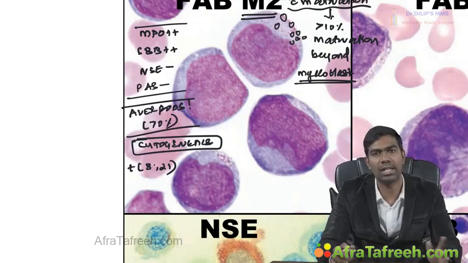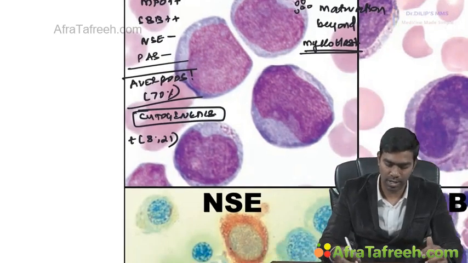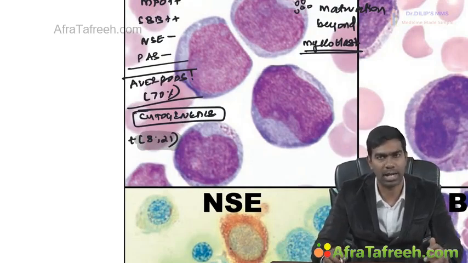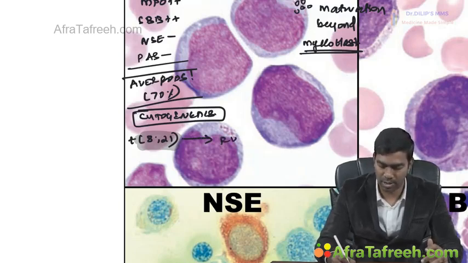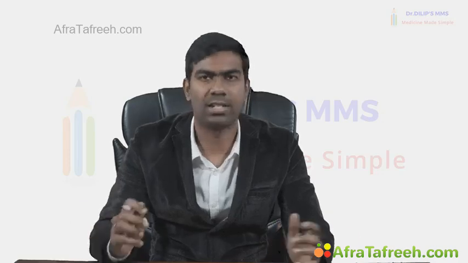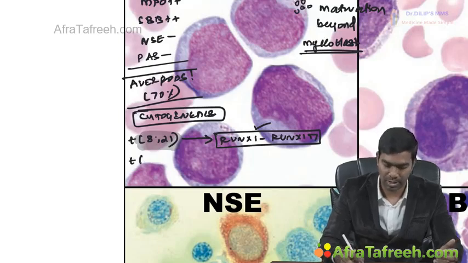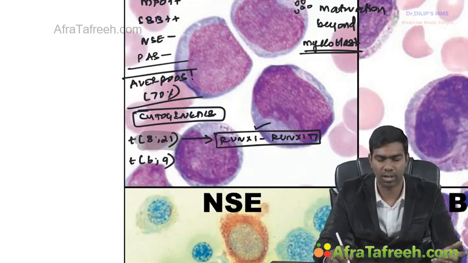Sorry for that. So T821 is very, very important and a signature change associated with an AML. Whenever you have a T821 translocation, what are the genes that are going to be juxtaposed? That's RUNX1 and RUNX1T1. These are the two genes that are going to mix with each other, and this is the translocation that characteristically leads to AML-M2. And second one, you have something called T69 translocation, which is also really important to understand.